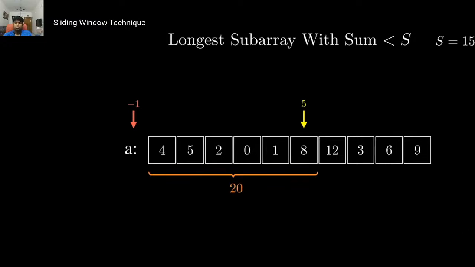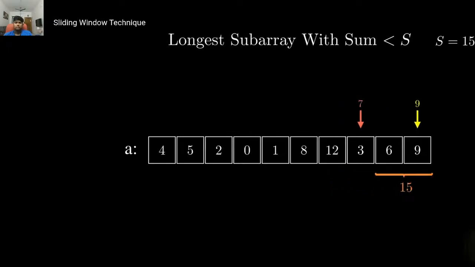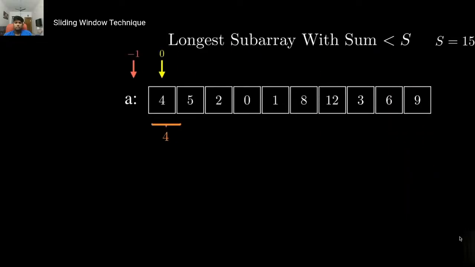and then adjust the left pointer to make sure that the sum of the current window doesn't exceed 15. This makes it easy to implement the algorithm as we move the right pointer one step at a time while only adjusting the left one. Let's see the algorithm in action.